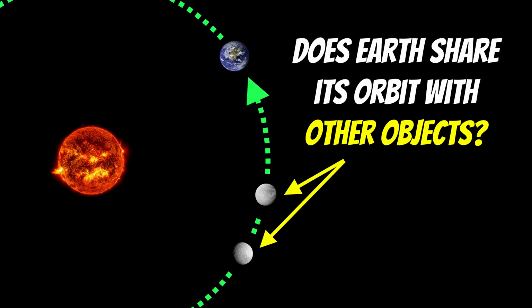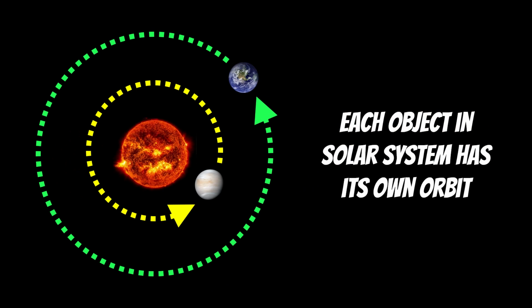So we know that the Earth orbits around the Sun, but does it share that orbit with other objects? And if it does, have we actually found any? Well, first, let's just consider what an orbit is.